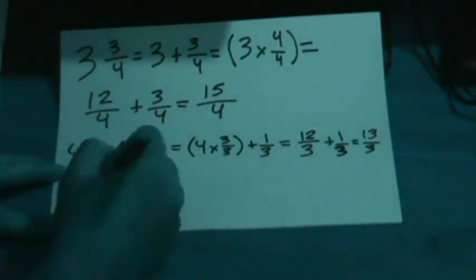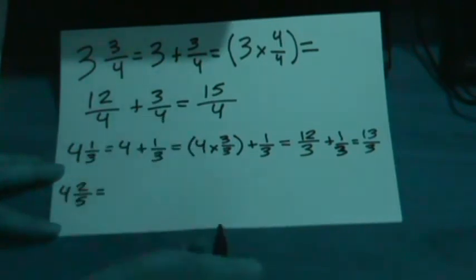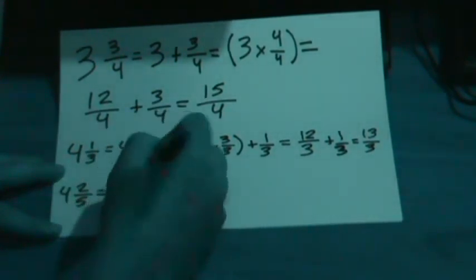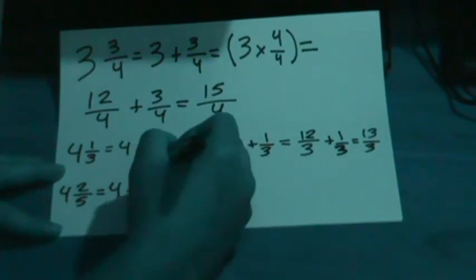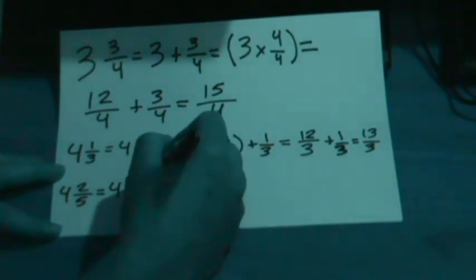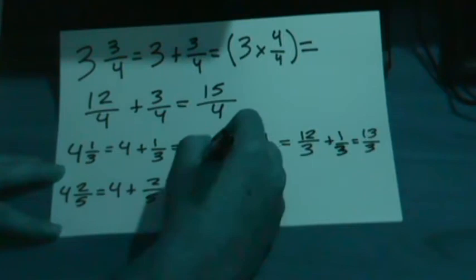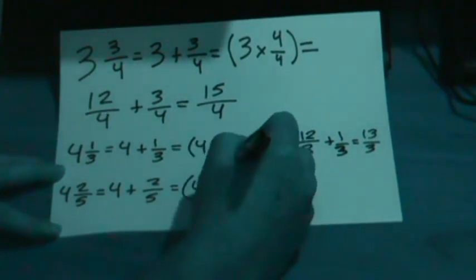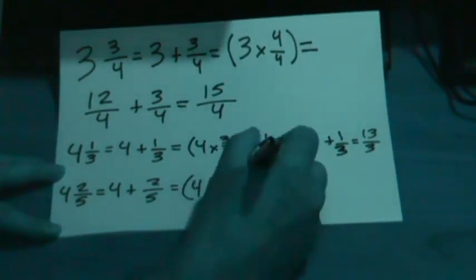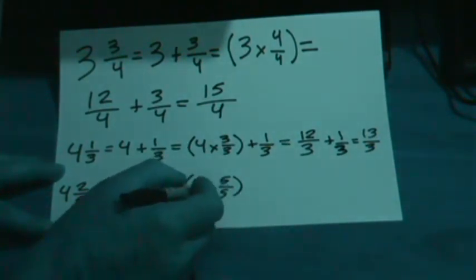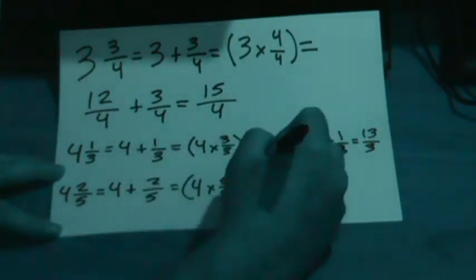4 2/5. And this is going to equal 4 plus 2/5. And that will equal 4 times 5/5, or 4 times 1. Mrs. Robillata used to call this a fancy form of 1. So, and then we add on the 2/5.